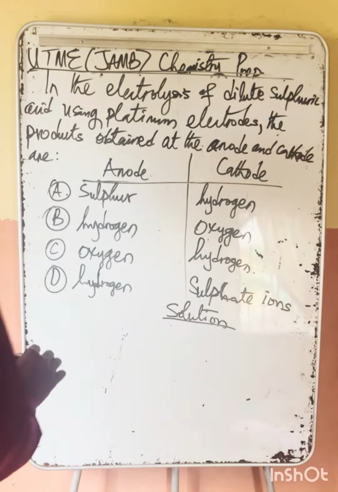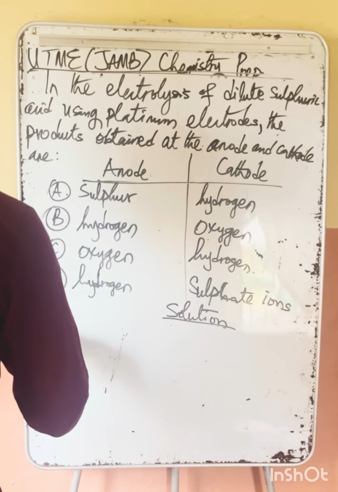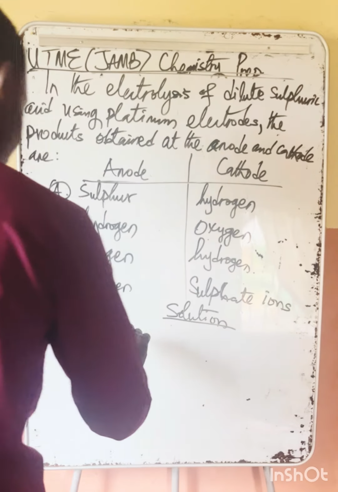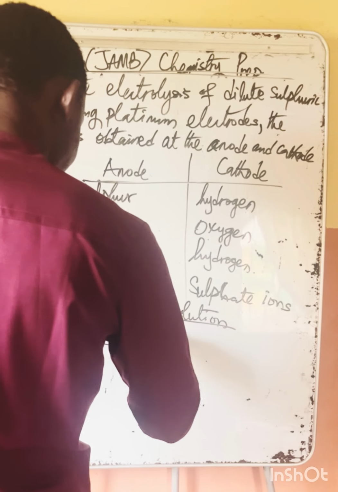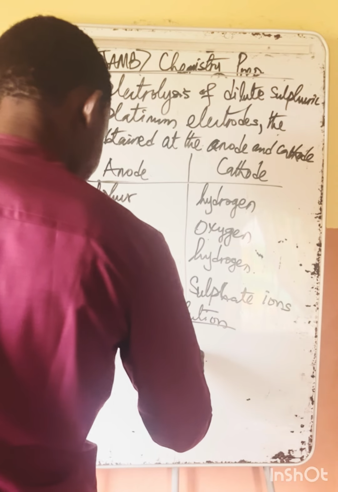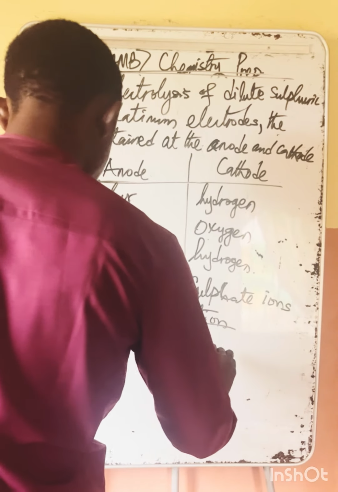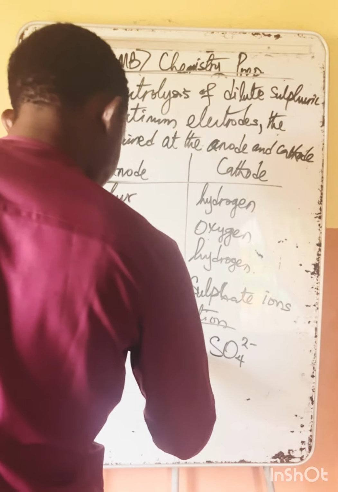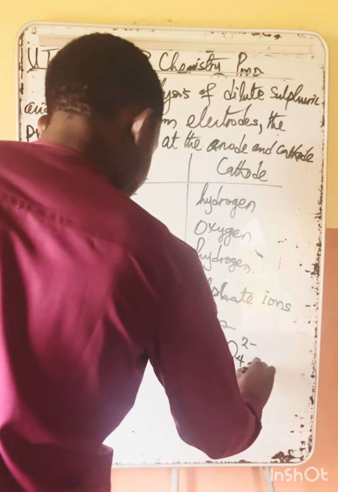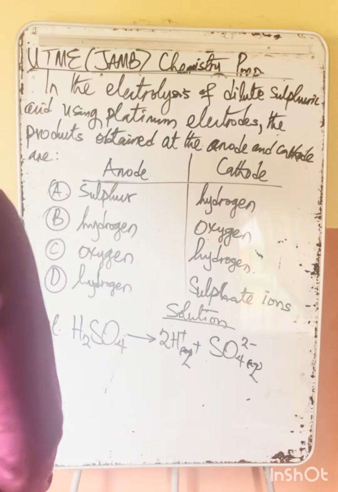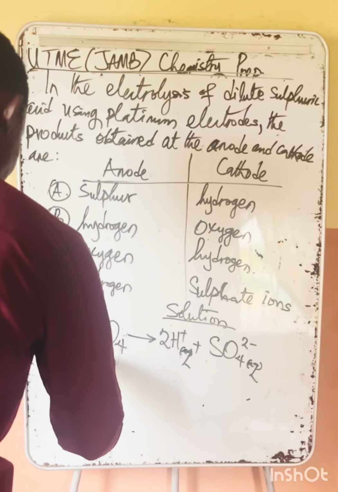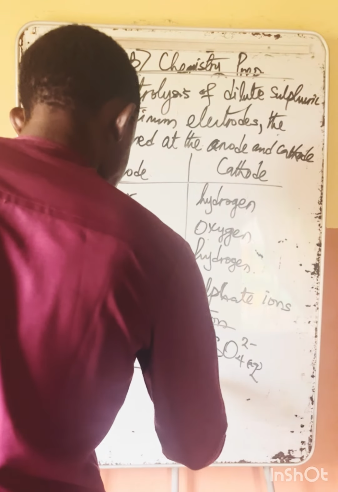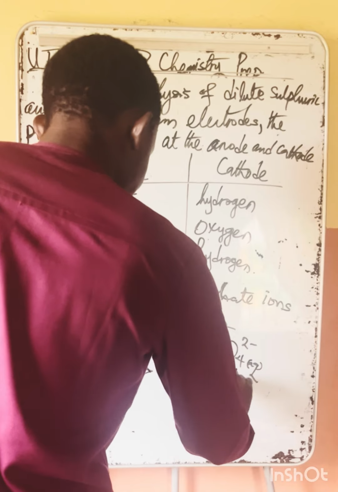All right, so we're talking about electrolysis of dilute sulphuric acid, H2SO4. So if this ionizes, we have 2 moles of hydrogen ions and sulfate ions. Remember that this solution is aqueous, so the solvent is water. So water is also present, and if water ionizes as well, we have hydrogen and hydroxide ions.